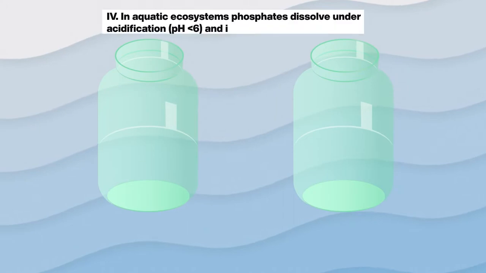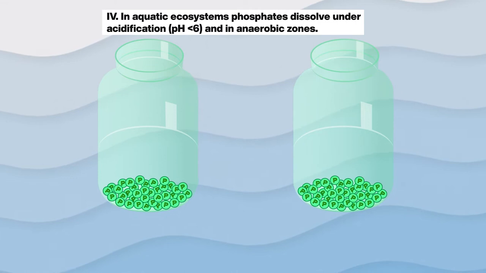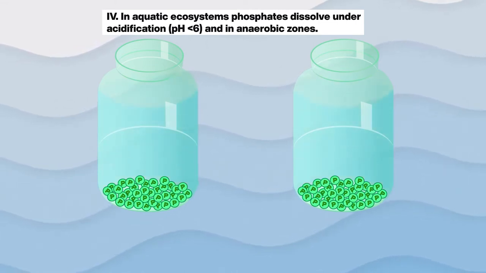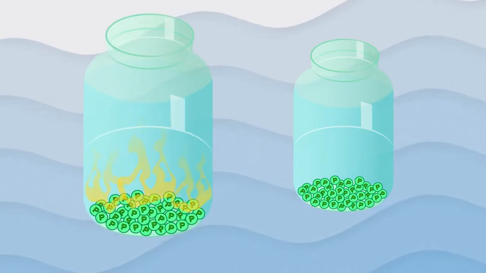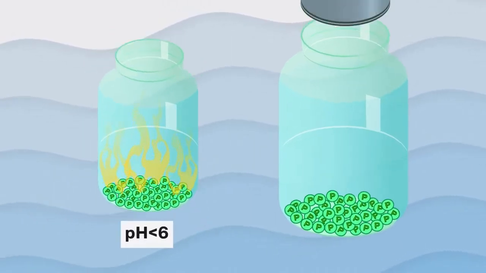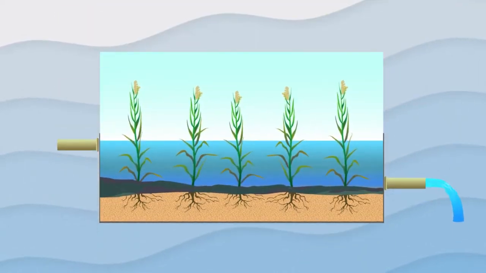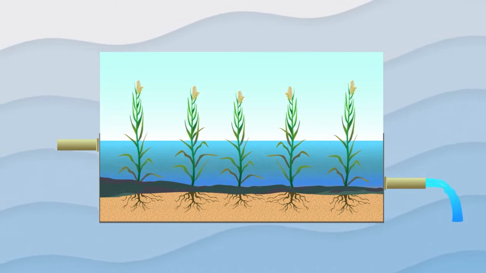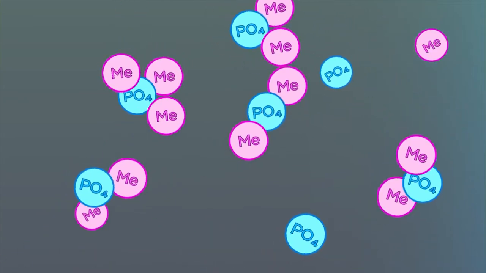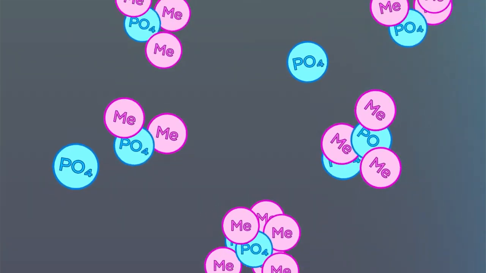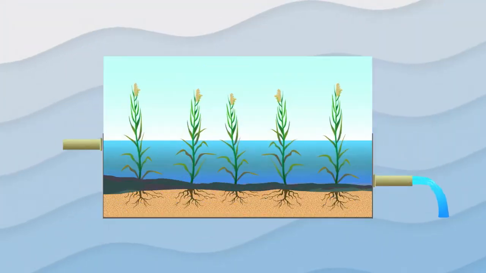And finally, item 4. Nonetheless, phosphates will dissolve in water ecosystems. But do you know under what conditions, Betsy? Phosphates either dissolve in acidic water with pH below 6, or they dissolve in anaerobic zones. Absolutely right. Let's summarize all of the above. Phosphorus always makes insoluble chemical compounds with metals in an organic environment. Therefore, by removing phosphorus from wastewater, it becomes free of various metals which may be toxic.